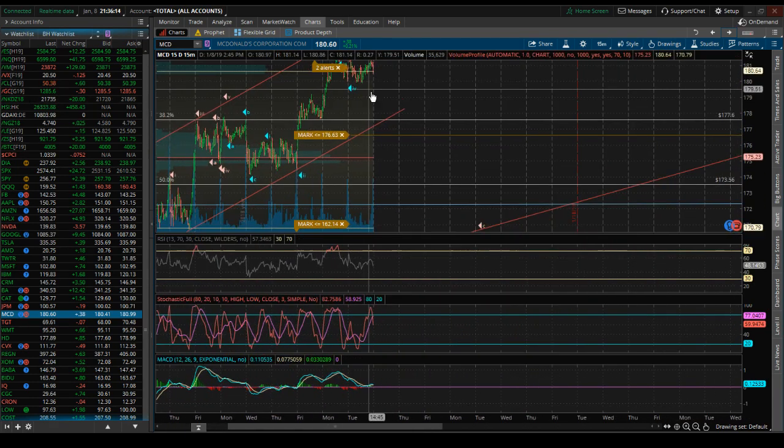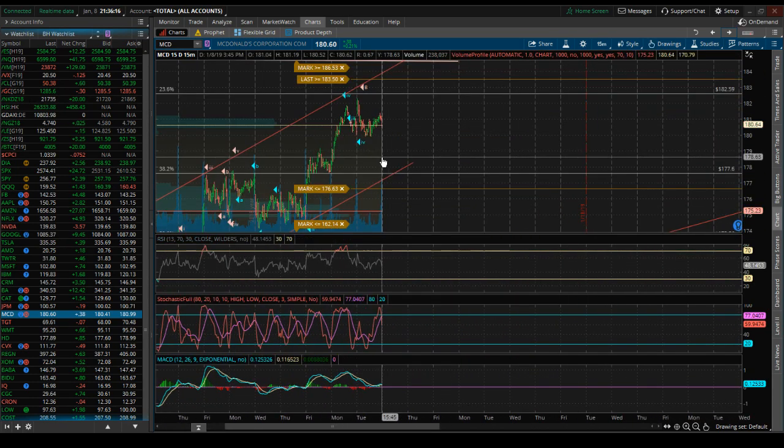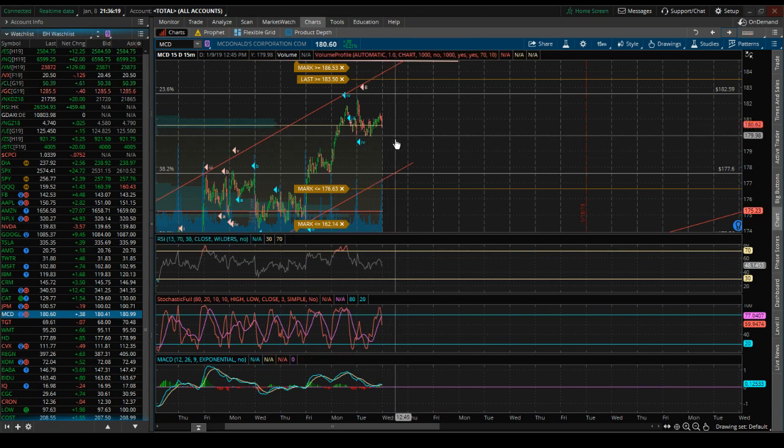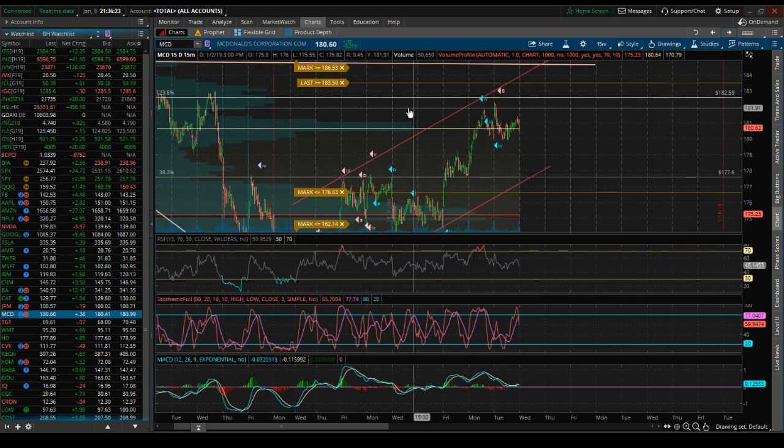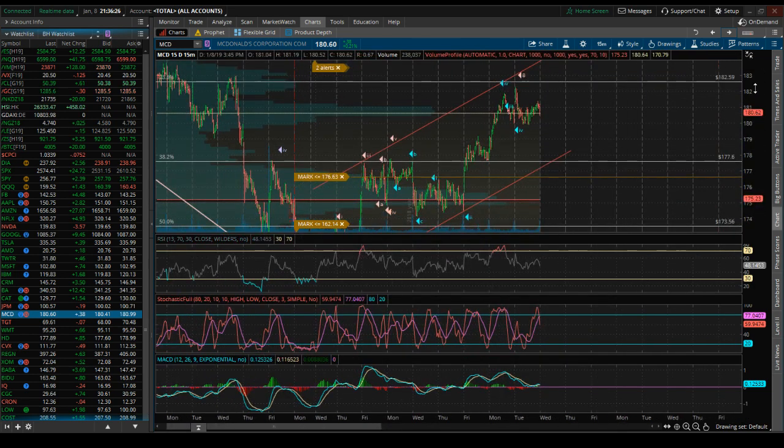So hopefully we'll see that type of move down, and certainly with Powell talking tomorrow, there should be a good opportunity if it brings the market down. A lot of things are setting up that way. So anyway, this is our first trade for the $50,000 challenge.